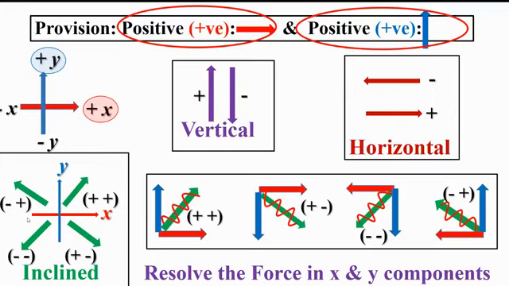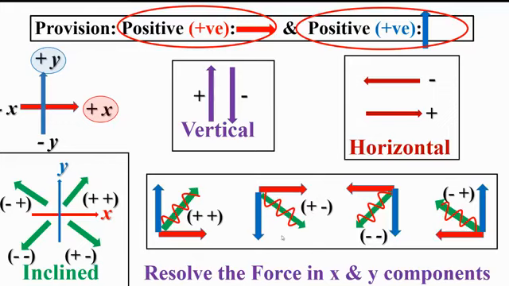In case of inclined forces, we can divide into four quadrants: first quadrant, second quadrant, third quadrant, fourth quadrant. If it is the first quadrant, say here, we can resolve the force into x and y components. The x component will be plus, the y component will be plus. Now come to the second quadrant like this. It will have an x component on the right side, a y component downward. So it will be plus and minus.